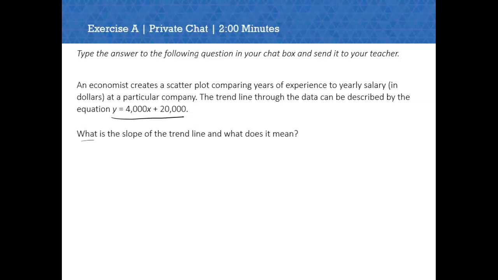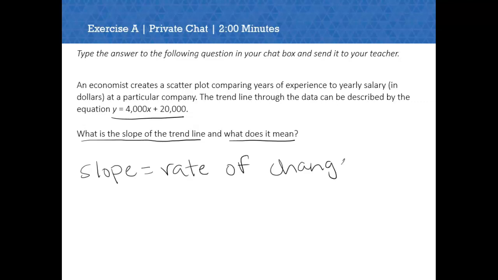It says, what is the slope of the trend line and what does it mean? So remember, slope we also called rate of change. And if you remember from semester 1, a linear line follows y equals mx plus b, where m is the slope. So if we look, y equals 4,000x plus 20,000, we can see that the m, or the slope, is 4,000.